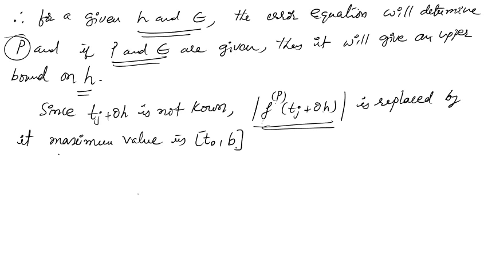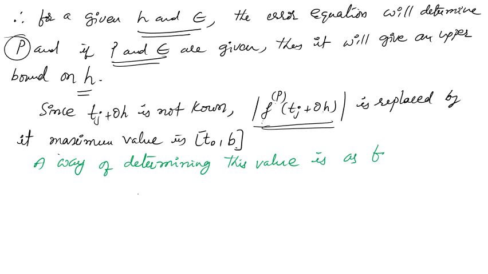Now this point is important. A way of determining this value, how to determine this maximum value? See, the way of determining this value is as follows. How to evaluate this error term is as follows. What is this? Write one more non-vanishing term.